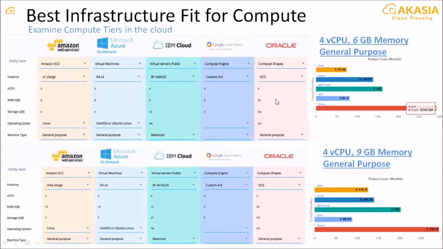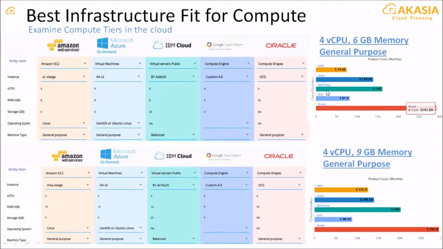In Oracle, because they have very few template options, you're forced to pick 4 vCPUs and 30 gigs of RAM. Similarly, if you are going for another non-traditional option like 4 vCPUs and 9 gigs of memory, then you're forced to go up to 4, 16 in all the cloud platforms with the exception of GCP. So as you can see, your cloud costs for each of these templates varies. It is the lowest for GCP as a rule because of their custom template option.